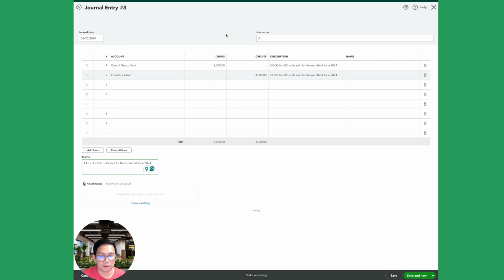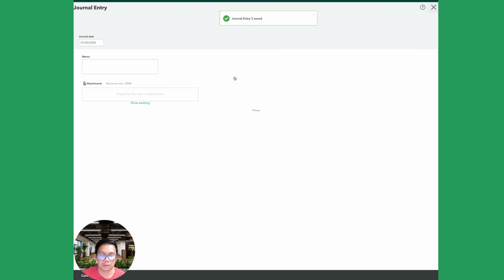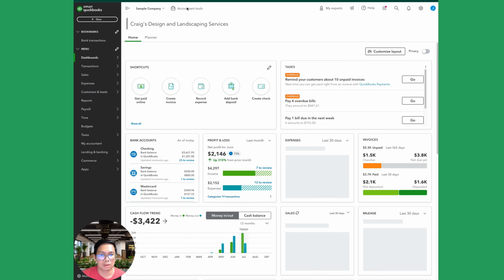So this is the entry for the cost of goods sold, and we haven't mentioned yet the entry for the sale. The sale entry can be more complicated, especially for Amazon sellers, which have lots of fees and deductions. So let's not include that here in this example. Let's just focus here on the cost of goods sold and inventory entries. Let's save it.